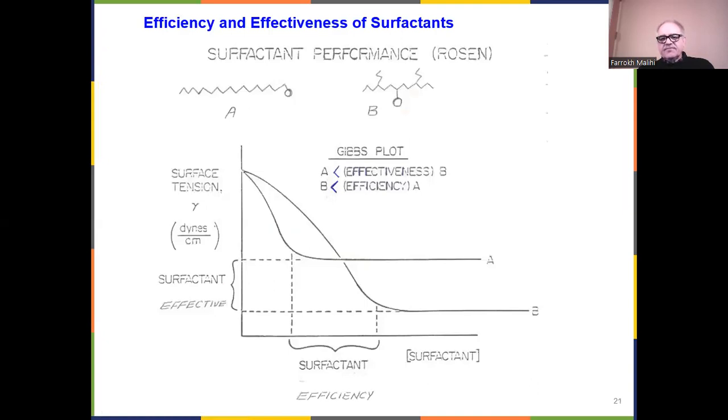Efficiency and effectiveness of surfactants. This is an important point in surfactant selection for different applications. The 2 factors are here from the tensiogram as we plot surface tension versus concentration of surfactant. The slope is an indication of efficiency of surfactant. So surfactant A here is more efficient than B. The minimum surface tension is an indication of the effectiveness. So B is more effective than A.